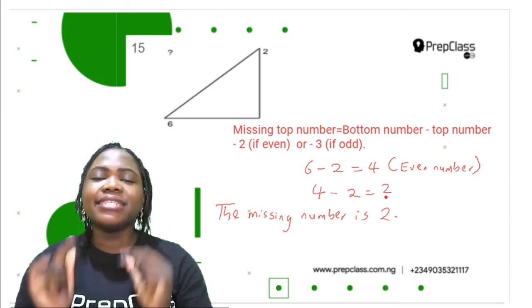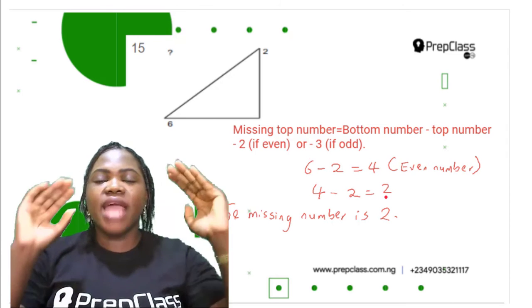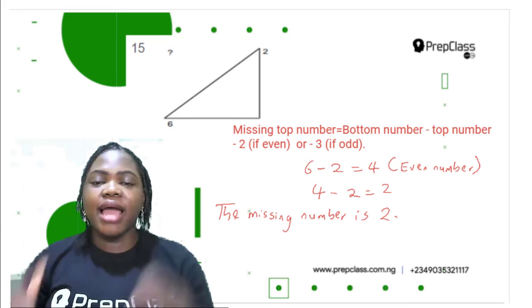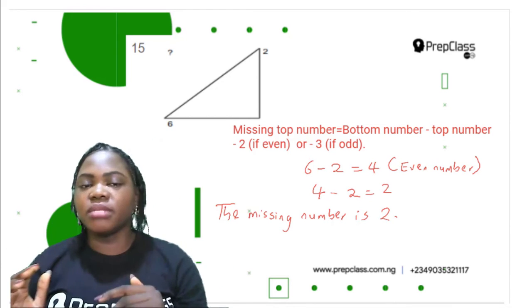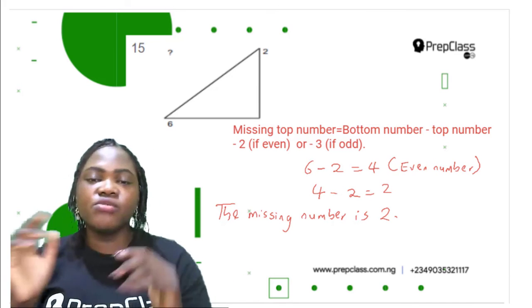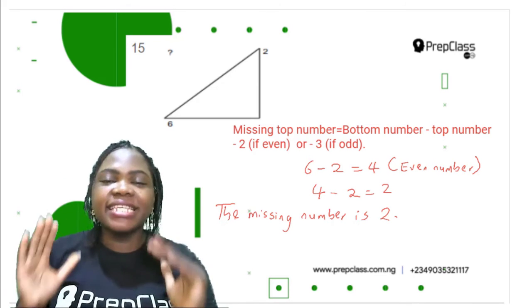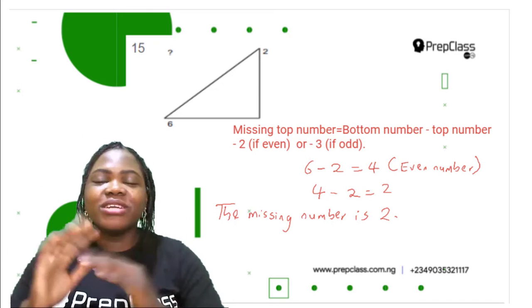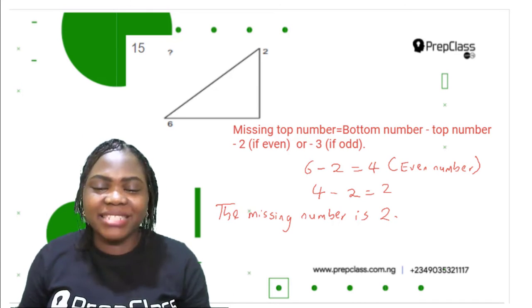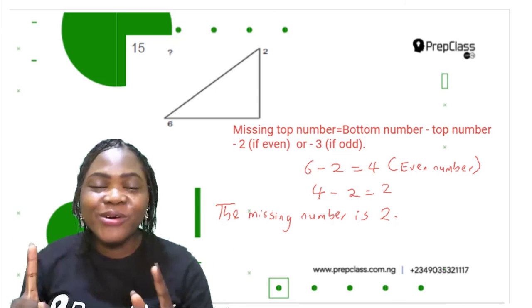But before we go ahead, let's see if this is correct. So we add the top numbers, then add 2 if the sum is an even number, or add 3 if the sum is an odd number. So 2 plus 2 is 4. Then 4 is an even number, so we add 2. 4 plus 2 is 6. So this means that our answer is correct. So the missing number is 2.